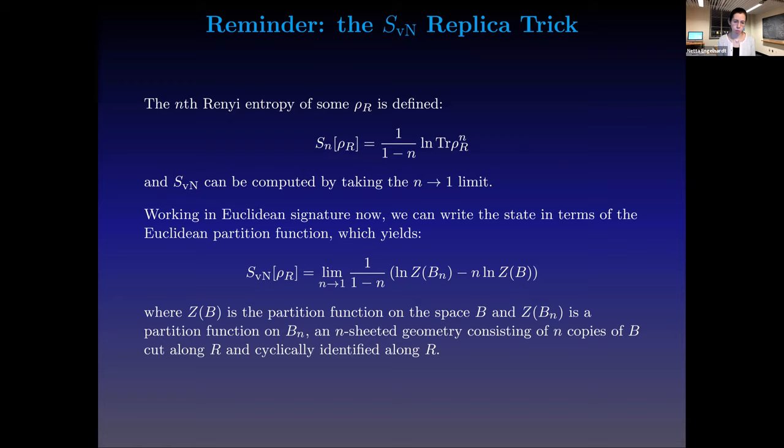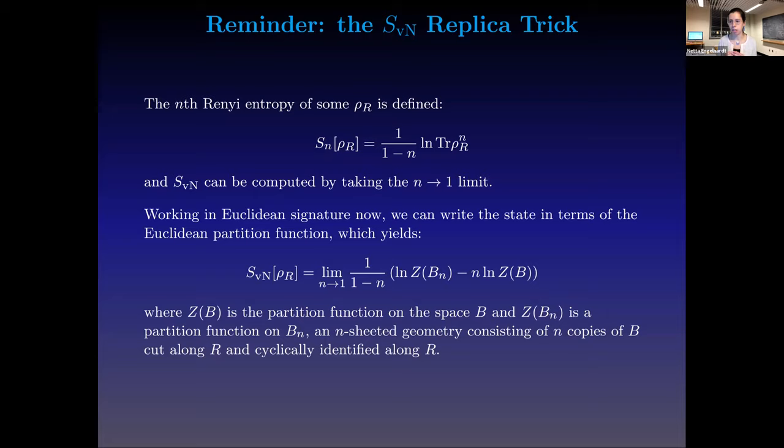Now, if we work in Euclidean signature, and essentially for the rest of this talk I'll be working in Euclidean signature, which, I'm a relativist, so that's a big step for me. Working in Euclidean signature, we can write the state in terms of the Euclidean partition function. If we rewrite this formula in terms of the Euclidean partition function, we get this formula right here, where Z(B) is the partition function on the space B, which for us would be the boundary manifold. And Z(B_n) is a partition function on B_n, which is an n-sheeted geometry that consists of n copies of B that are cut along R. So R here is some boundary subregion, and then they're cyclically identified along R.